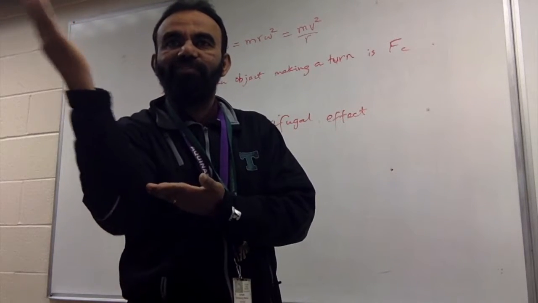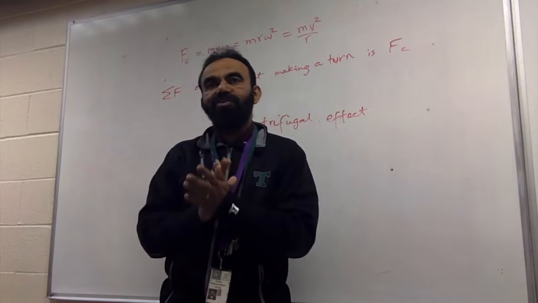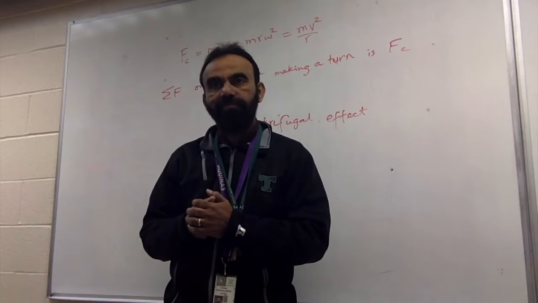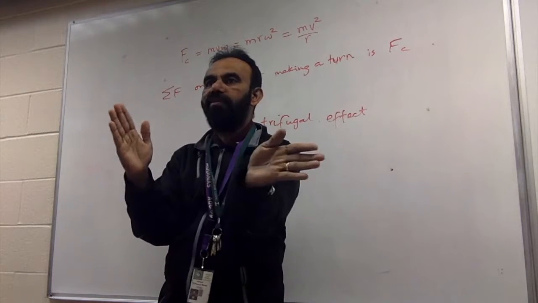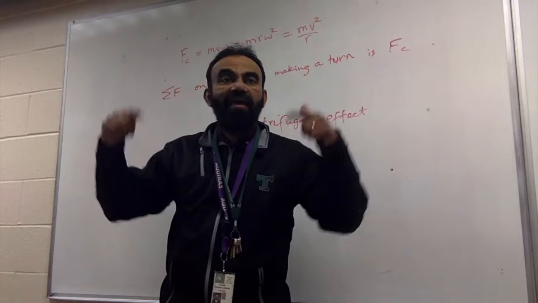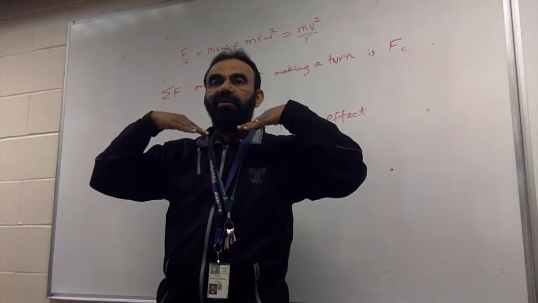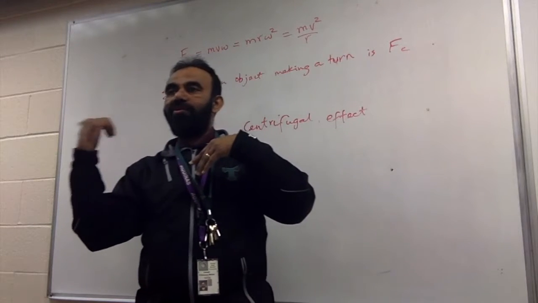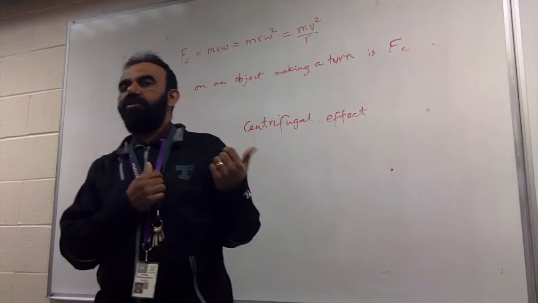So it looks as if you are moving away from the seat. It looks like you're being thrown out of the car. Why? Because you're trying to go straight and the car is making a turn. You understand that? Because of the lack of centripetal force on the top part of the body, your body wants to go in a straight line, and so there's a tendency that you are getting pulled away.